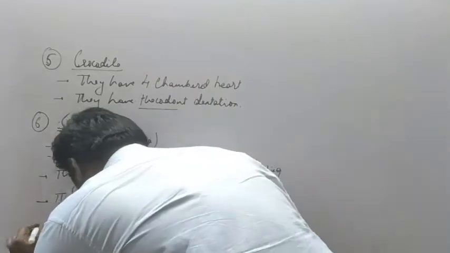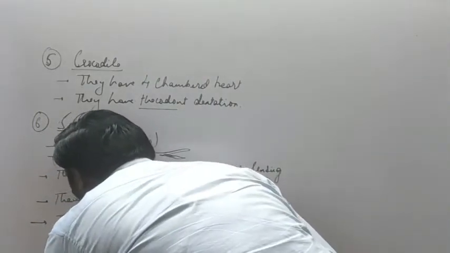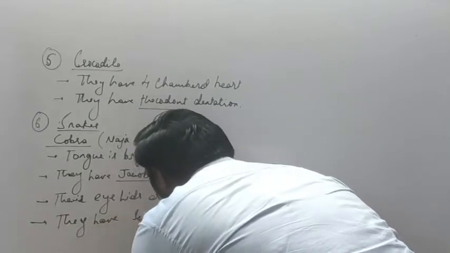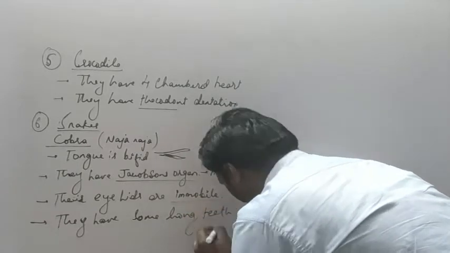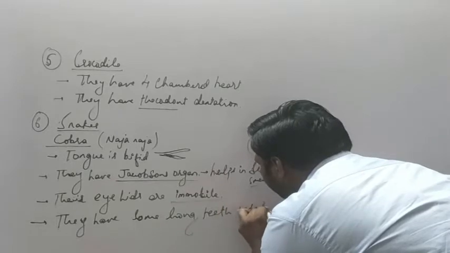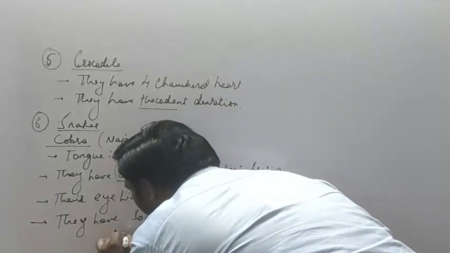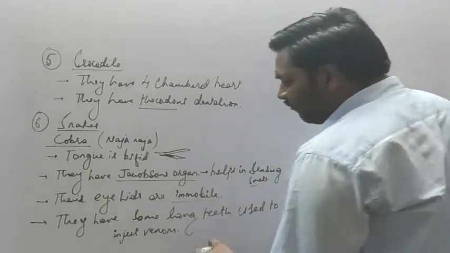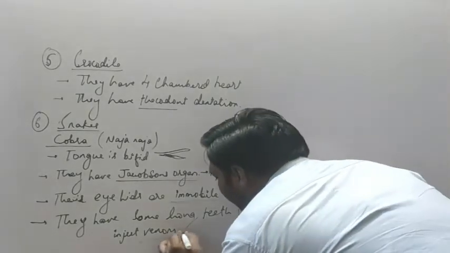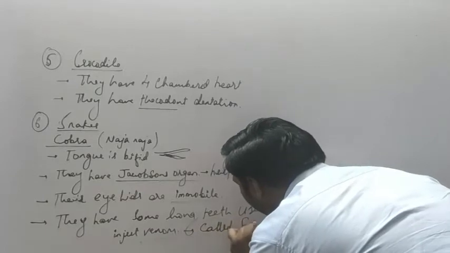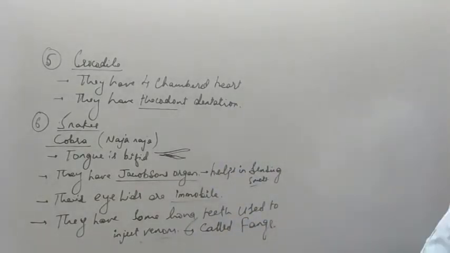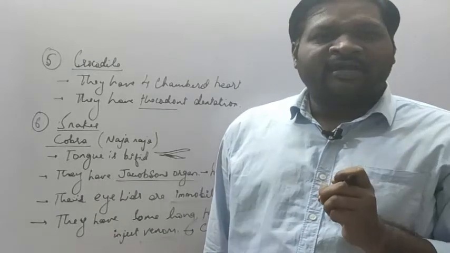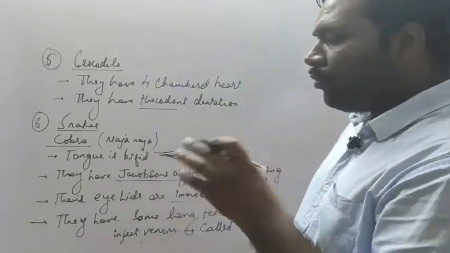The next, they have some long teeth used to inject venom. So they have some long teeth which are used to inject the venom, and these long teeth are called fangs. Fangs are generally pointed teeth, and at the tip of the tooth there is a small opening, and through that small opening they release the poison or the venom.